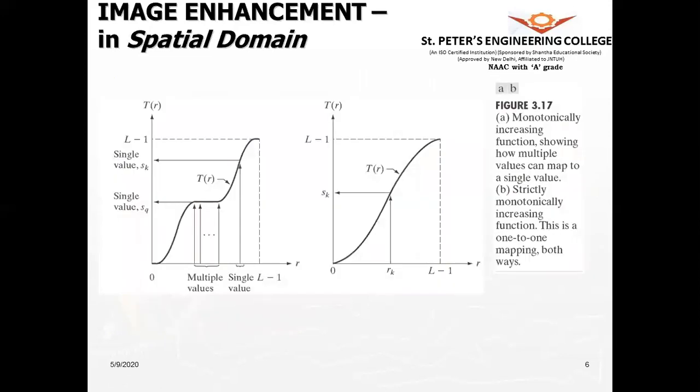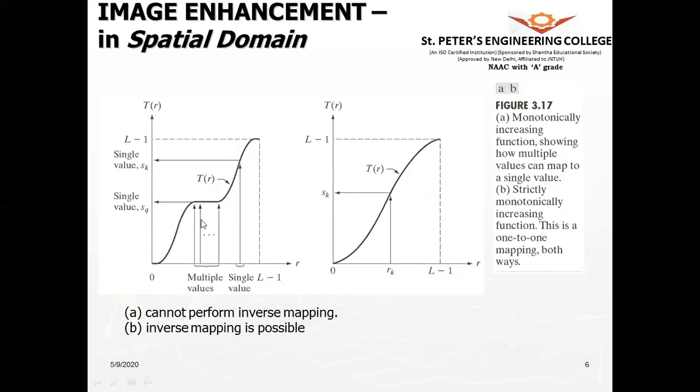If you look at this input-output relationship here, you see that multiple values are mapped into a single value sk, but here there is a one-to-one mapping. This one is also monotonic, that means it does not have any fluctuations. It does not come down and go up. It is monotonically increasing.